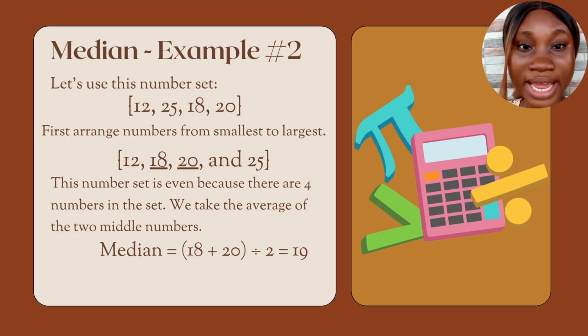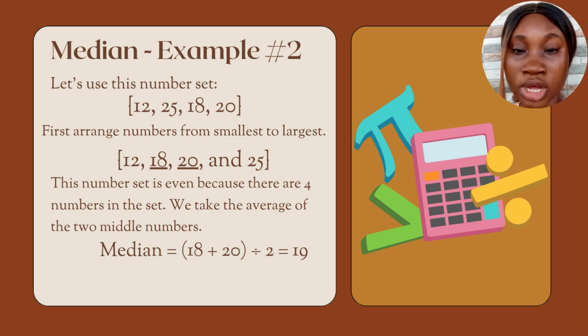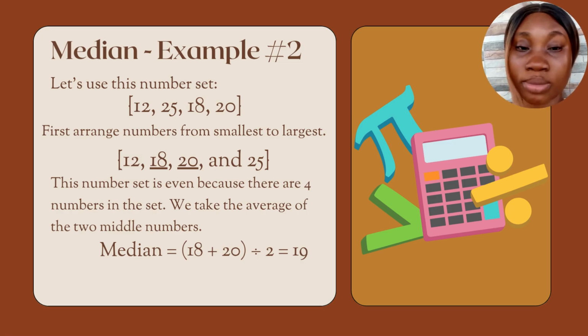So I can't just pick any one and say, okay, 18 is my favorite number and I go with 18. It's not balanced. I can't just pick 20. It won't be balanced. So what do I do? I take those two numbers, add them together, and divide by 2. So 18 plus 20 gives me 38, and I divide 38 by 2, and that gives me 19. So my median is 19. As simple as that.